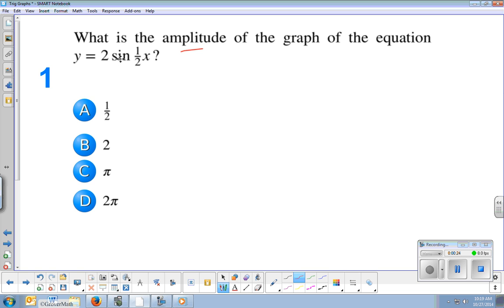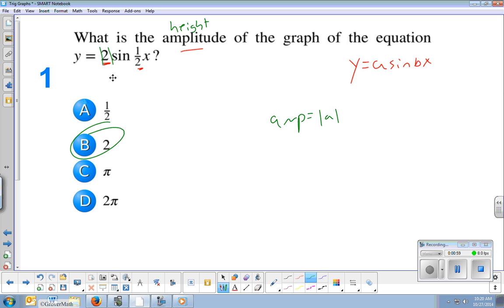You see this equation, y equals 2 sine half x. Well, all trig equations have a standard form of y equals a sine bx, where a is the coefficient of sine, in this case 2, and b is the coefficient of x, which in this case is a half. Your amplitude equals the absolute value of a. And so the amplitude for this problem would be the absolute value of 2, which is 2. And amplitude is basically height.